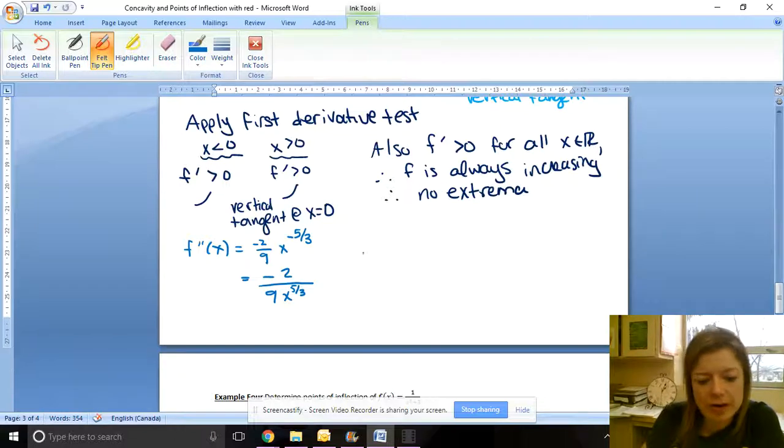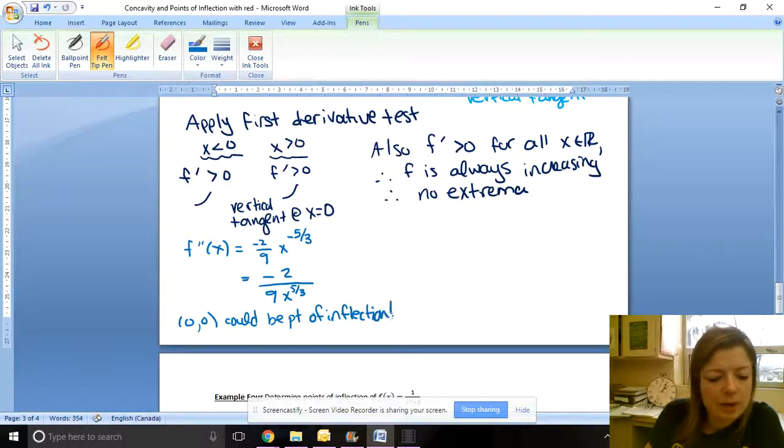So it is a vertical tangent, but it could also be a point of inflection since it makes the second derivative 0. So 0, 0 could be a point of inflection, again, because it makes the second derivative 0. So now we employ the second derivative test to see what's going on here.